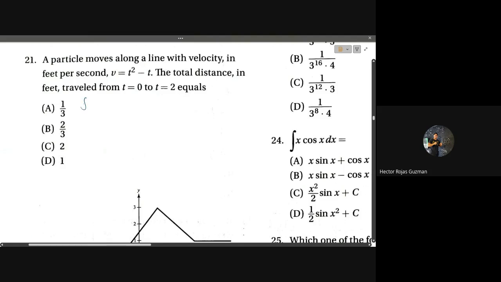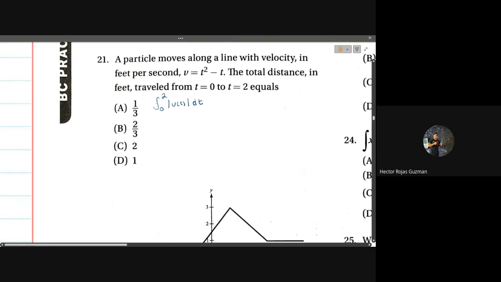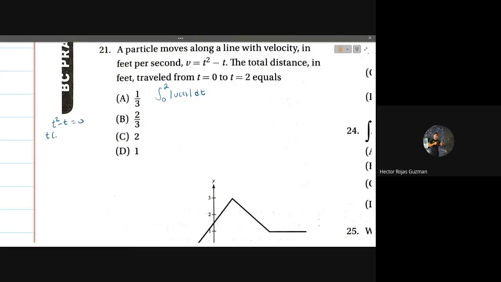To find the total distance traveled, we're going to do the integral from 0 to 2 of the absolute value of v of t dt. I do want to keep in mind that because I don't have a calculator, I need to know if there's any negative area. So we're going to do this. t squared minus t is equal to 0. We're going to factor out a t, and we're going to find our x-intercepts.